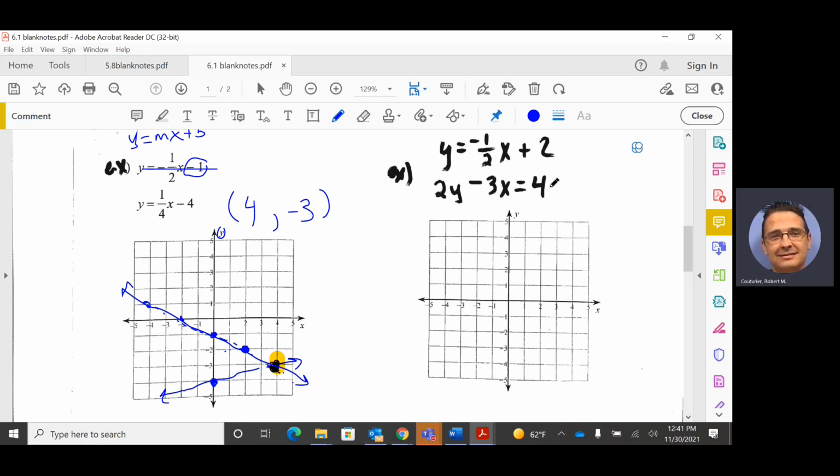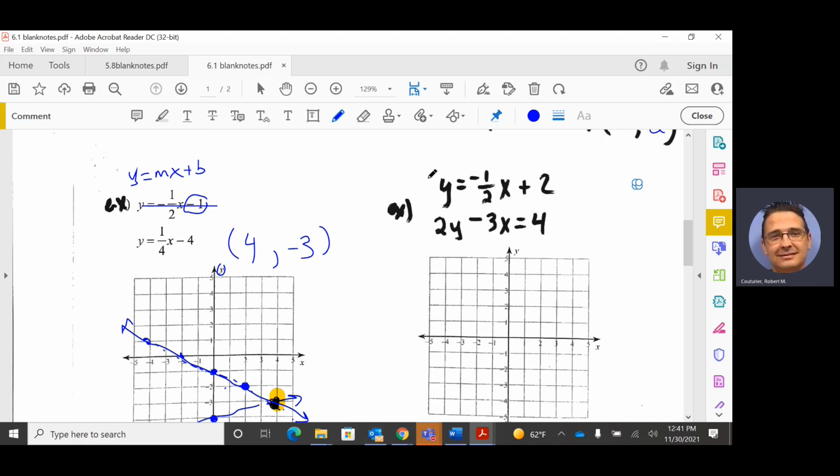And now we go to graph the next one. All right, here we go. This one is in that slope-intercept form. It's ready to go. My y-intercept is a 2. I put a dot right there. My slope is -1/2. Means I go down 1 to the right 2.